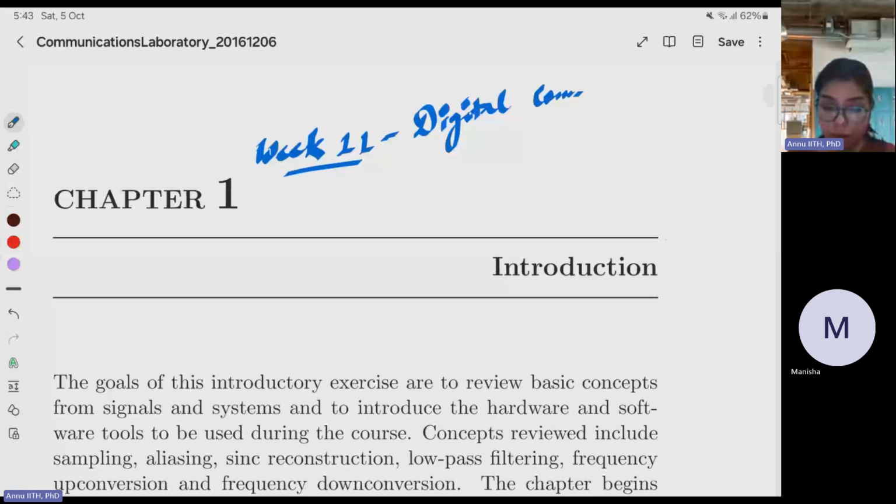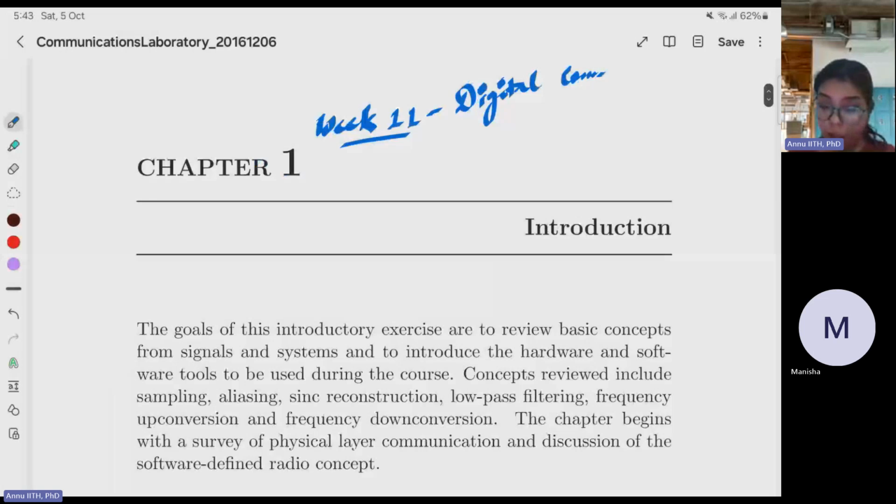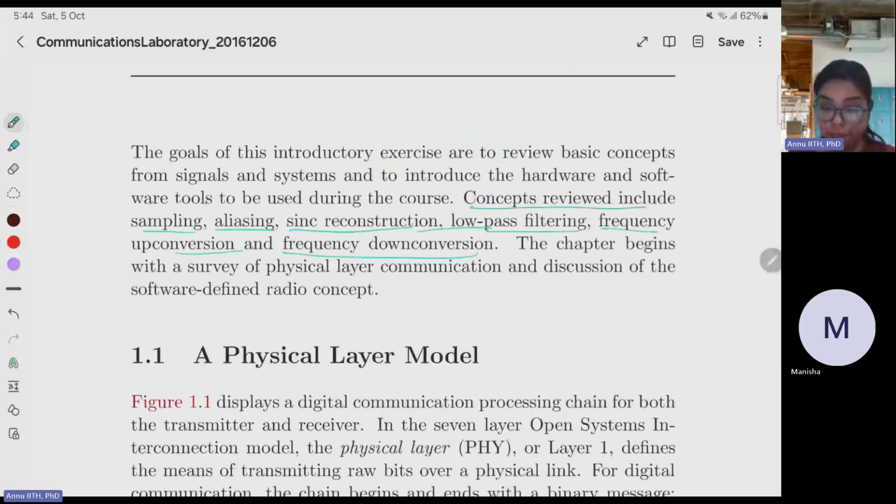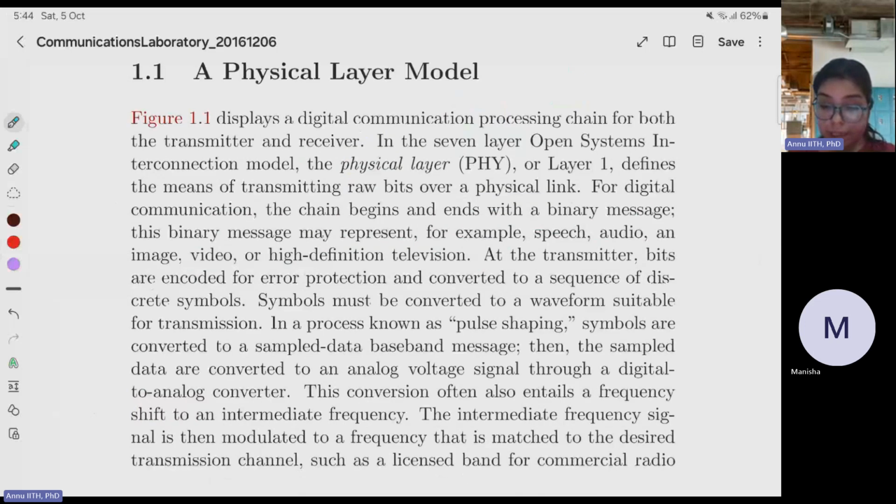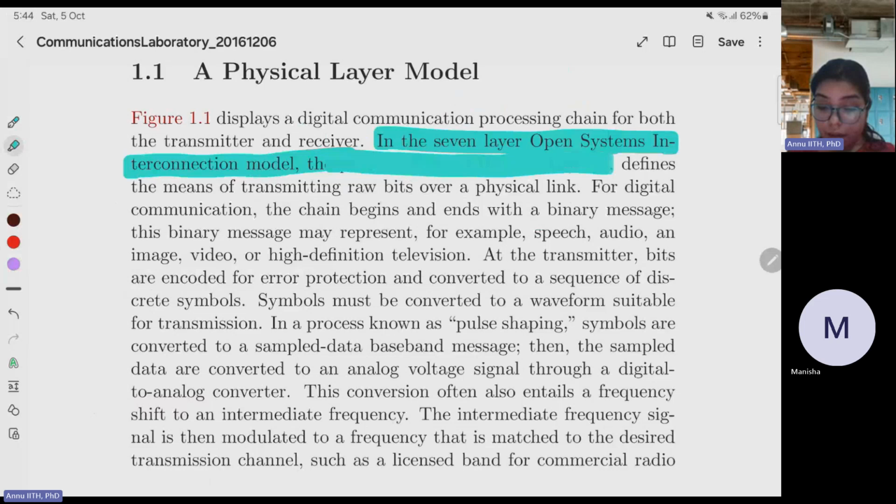So basically, the concept review includes sampling, aliasing, reconstruction, low pass filtering, frequency up conversion, and frequency down conversion, and the physical layer model. This particular figure displays a digital communication processing chain for both the transmitter and the receiver. In the 7-layer open systems interconnection model, the physical layer, or layer one, defines the means of transmitting raw bits over a physical link.